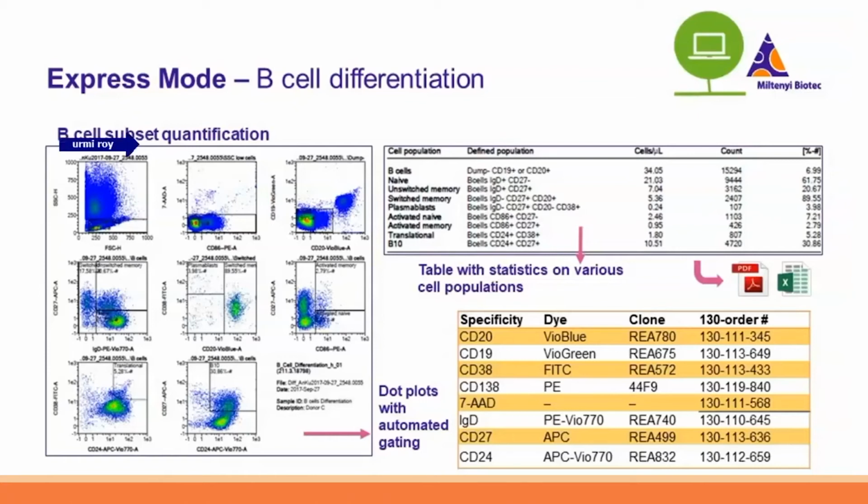So what you will see is an automated analysis of dot plots with the gating set automatically. You will also find a table with all the statistics that include the count and the percentage of your population, and you can easily export this data as a PDF or Excel file that you can eventually follow up on later.